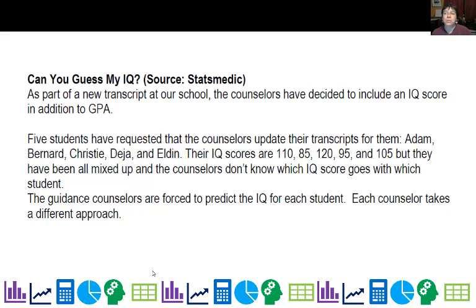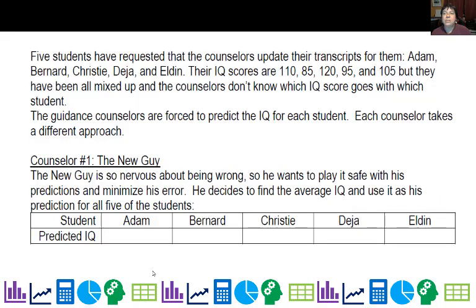The guidance counselors are forced to predict the IQ for each student. Each counselor takes a different approach. So we have the new guy right here, counselor number 1. He's totally nervous. He's like, I'll just use the average. So when we add all those scores together, we get an average of 103. And he says, okay, all of them have 103.